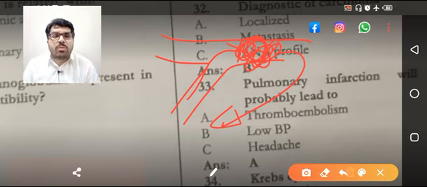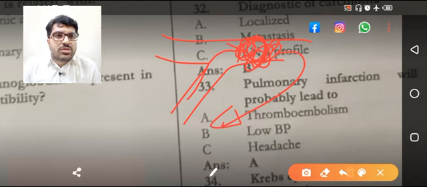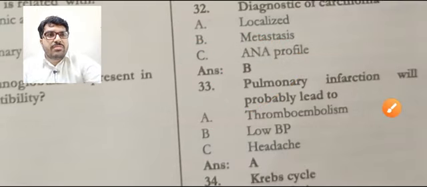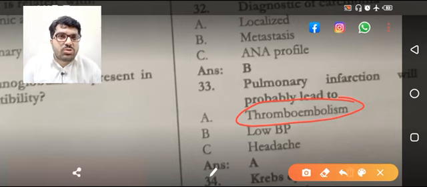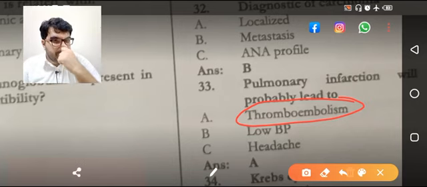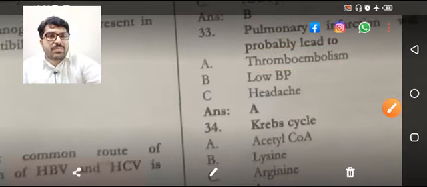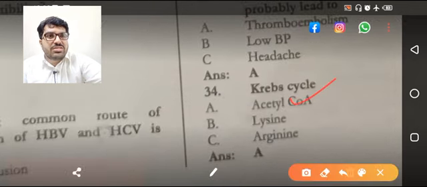That's why we give thrombolytics. So actually pulmonary embolism can give rise to pulmonary infarction. So low BP. Krebs cycle is associated with acetyl CoA.